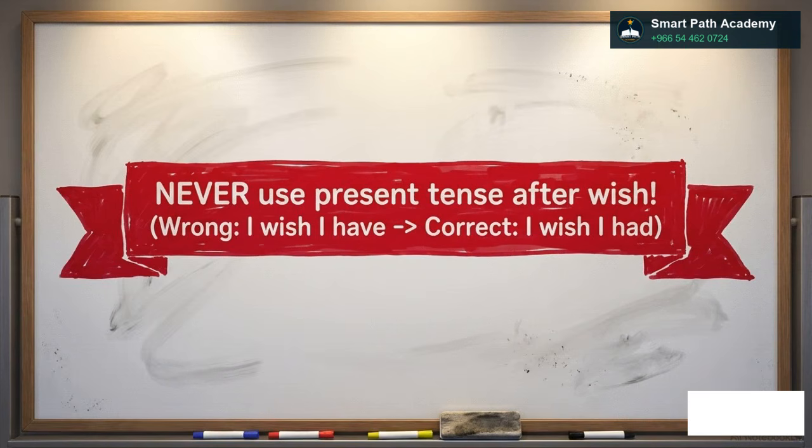Take a screenshot of this review card. Keep it handy, and remember the golden rule. Always ask yourself if you are talking about now or yesterday before you speak.